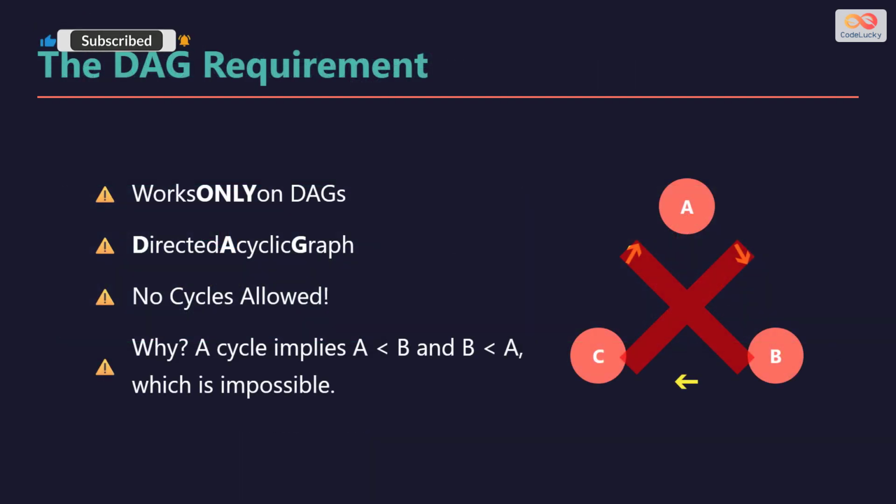There is one crucial condition for this to work. The graph must be a Directed Acyclic Graph, or DAG for short. This means there cannot be any cycles. If task A depends on task B and task B depends on task A, you are stuck in a loop. You can never start either task. Therefore, topological sort is impossible if a cycle exists.